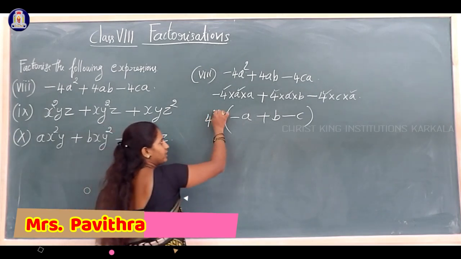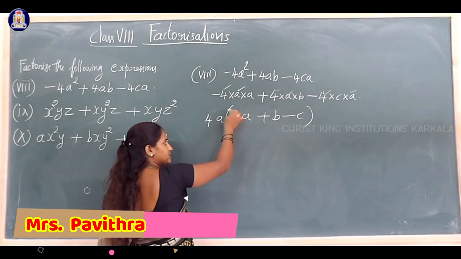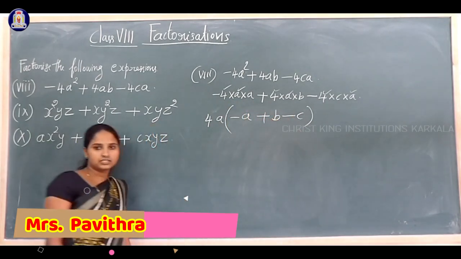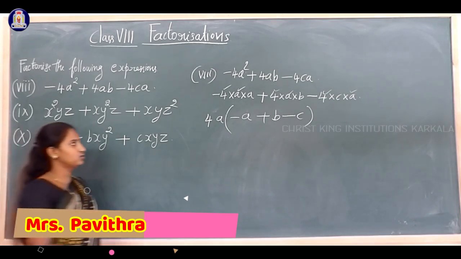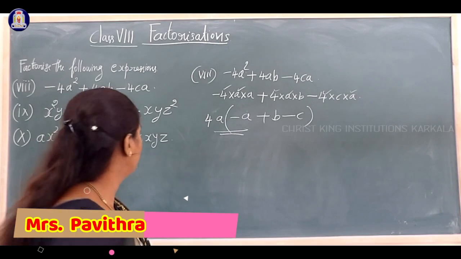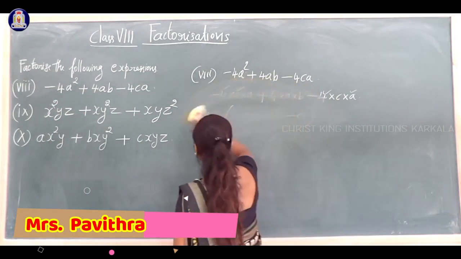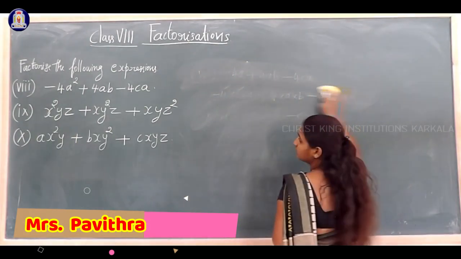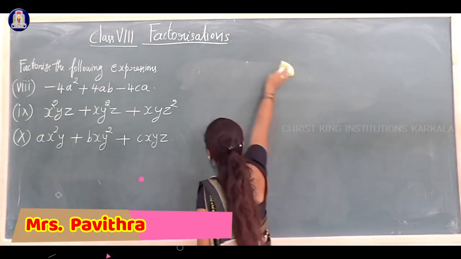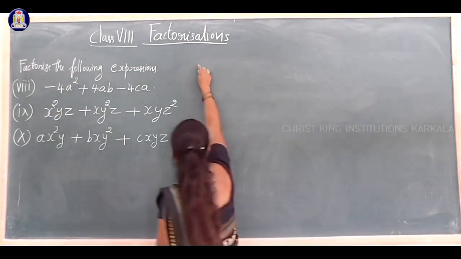If you want, you can verify your answer by multiplying this into this: 4a into minus a, similarly 4a into b and 4a into c. Clear? So this is the solution. Next question, that is the 9th question: x square yz plus xy square z plus xyz square. Clear?